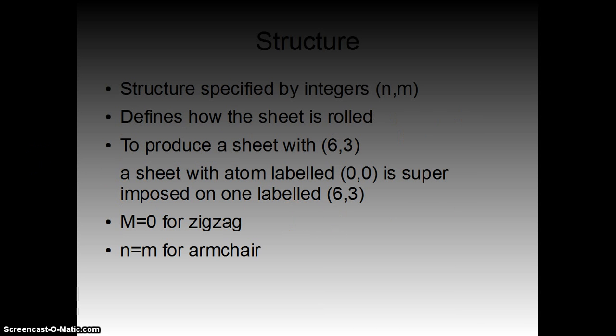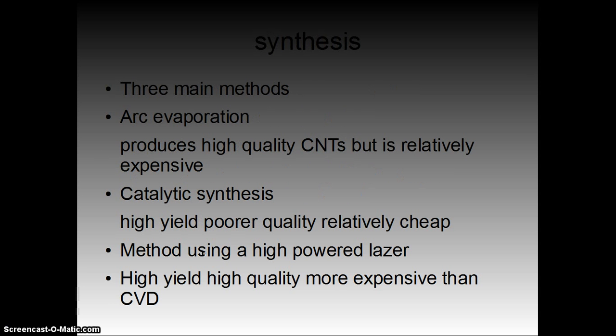The structure of a nanotube is defined by integers n and m. To say, create a nanotube with (6, 3), you take one half of the first tube, label an atom (0, 0), and superimpose it on the second tube, the atom labeled (6, 3). If it's a zigzag, the m will always be equal to 0, and if it's an armchair, n and m will just be the same.